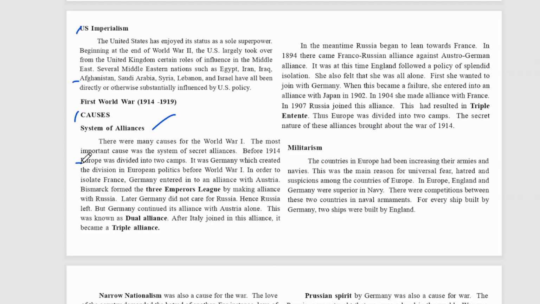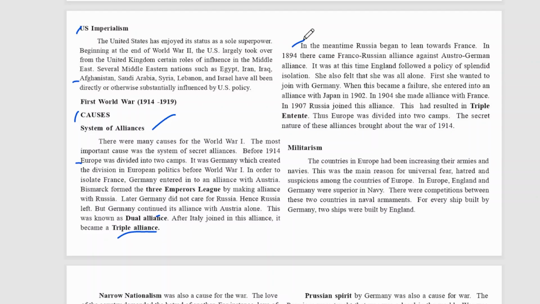It was Germany which created the division in European politics before World War One, and in order to isolate France, Germany entered into an alliance with Austria, and Bismarck formed the Three Emperors League by making an alliance with Russia. Later, Germany did not care for Russia, and hence Russia left. But Germany continued its alliance with Austria alone, and this was known as the dual alliance. And after Italy joined this alliance, it became the triple alliance.